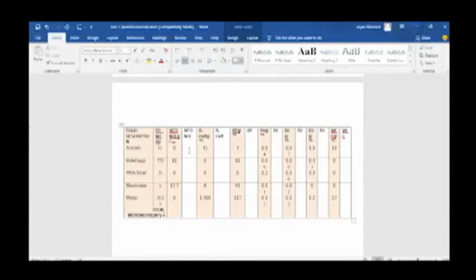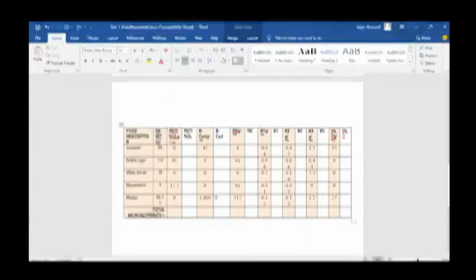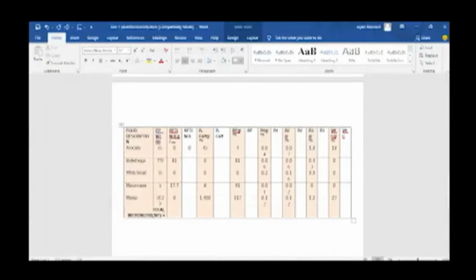So now it is time to answer this portion and calculate this portion to find the total macronutrients. So for retinol, it's 0. For B-carotene, we have 45 times 65 divided by 100 is equal to 29.25. Then for RE, we have 4 times 65 divided by 100, which is equal to 26. Then vitamin B1, we have 0.03.